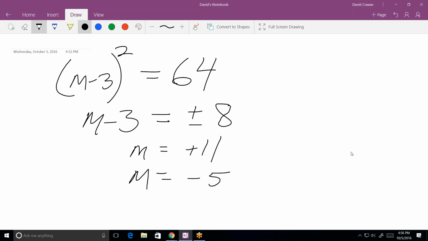And notice how both of those work. If I plug in 11 for m, I get 11 minus 3 is 8. 8 squared is 64. That works. If I plug in minus 5 for m, I get minus 5 minus 3. That's minus 8. Square that, I get positive 64. Okay. Usually when you have a quadratic and you come up with two solutions, you want to check both solutions.